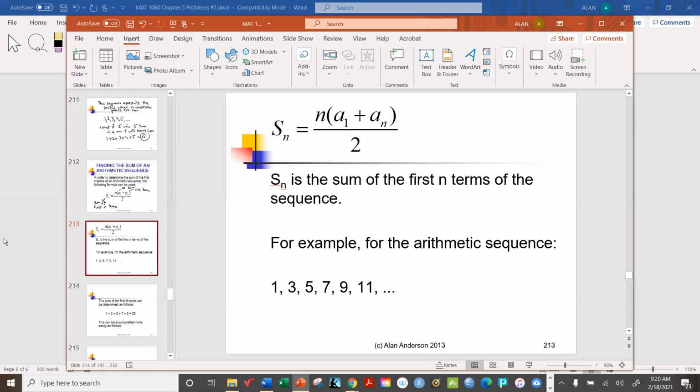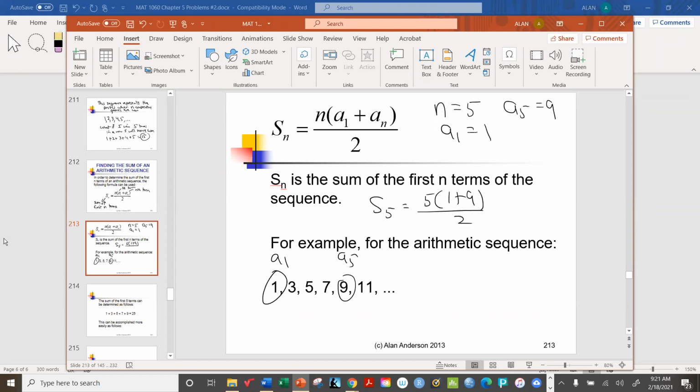Okay. So I have the answer on the next slide. Let's look at the first 5 terms. Okay, n is 5, a1 is 1, a5 is 9. And that's all that I need. So the sum of the first 5 is 5 times 1 plus 9 over 2, which is 5 times 10 over 2, 50 halves, which is, of course, 25.